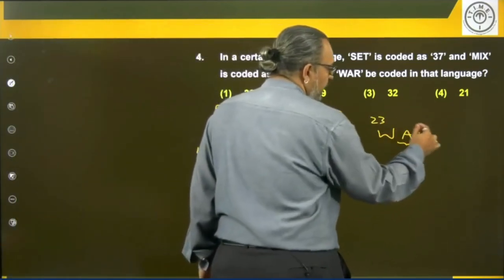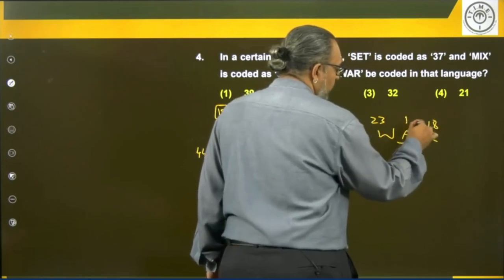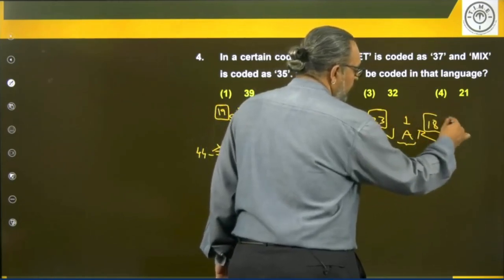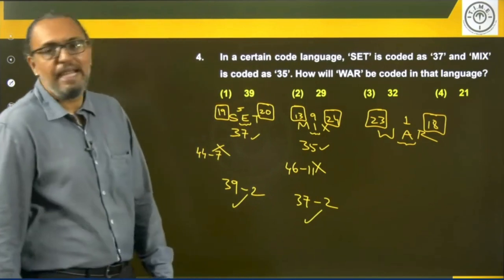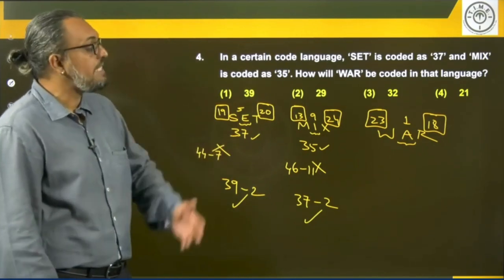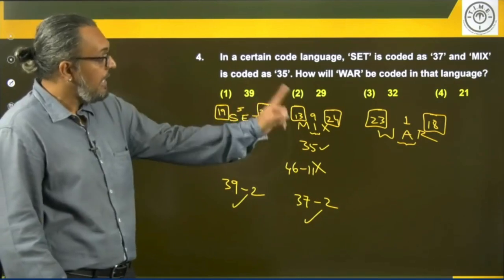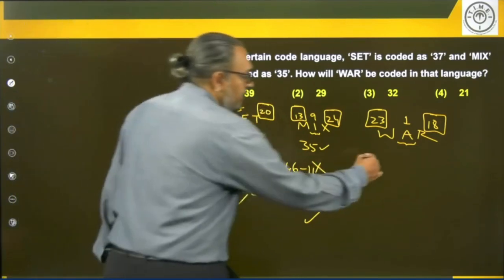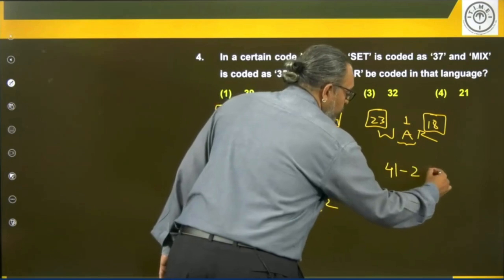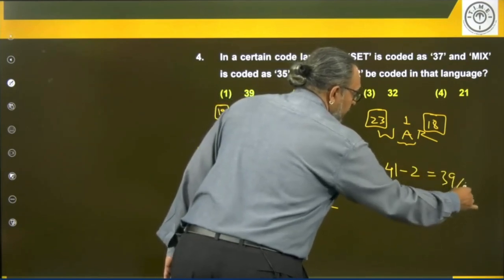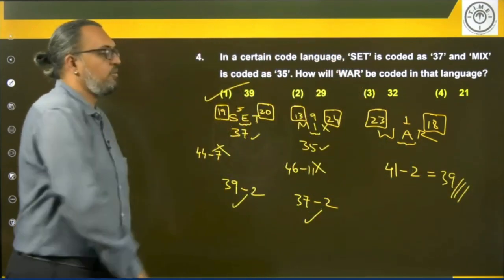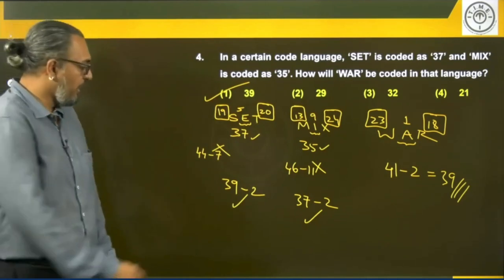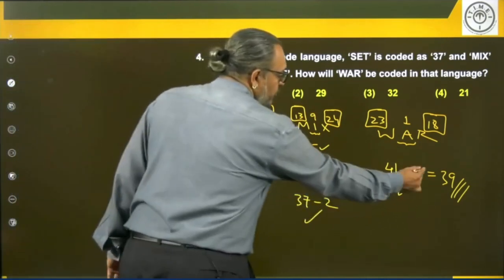Now W is 23, R is 18, A is 1. So forget about the middle letter, take the others, 23 and 18. So 23 plus 18 is 41. Now 41 minus 2, you get how much? 39. Do I have an option? Yes. So choice 1. That's all. So minus 2 is the constant, is what we need to look at.